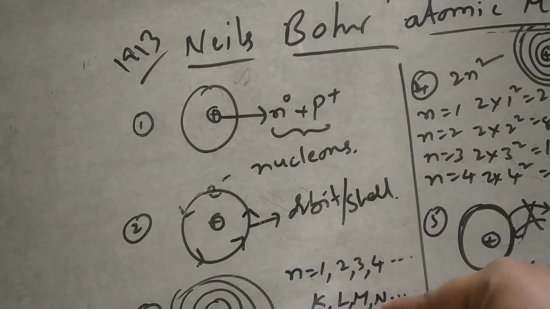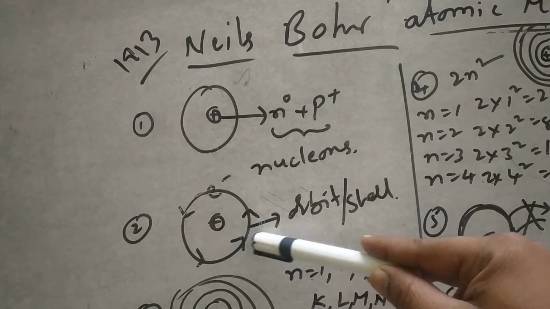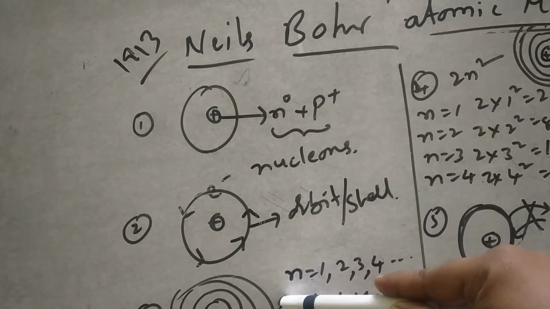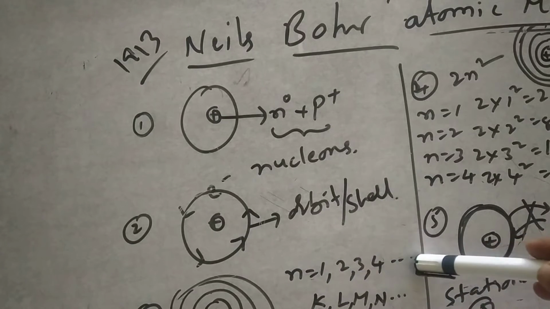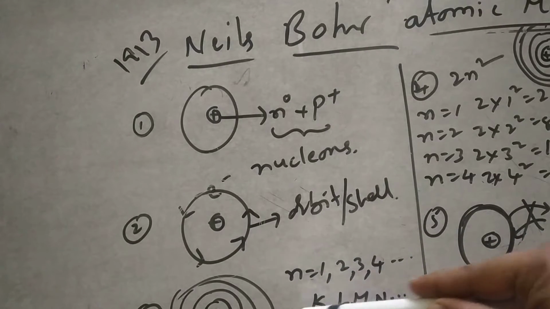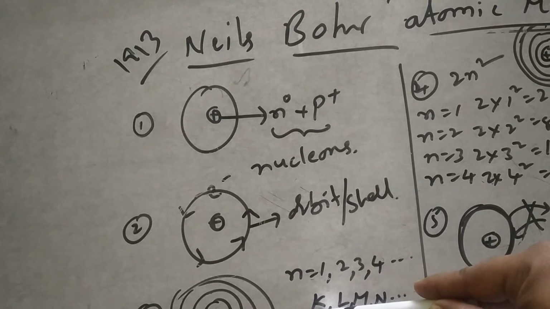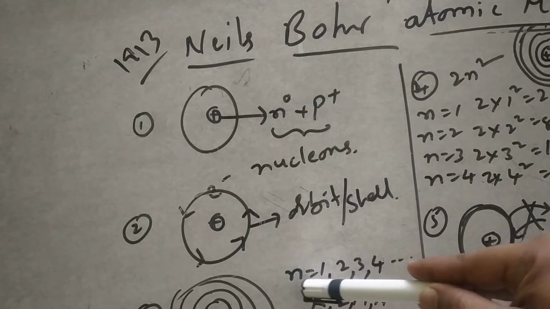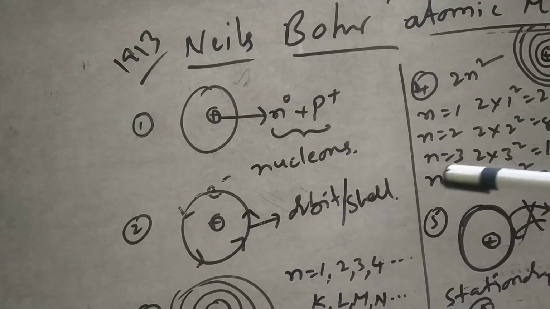Next point, these orbits are denoted by n. n equals 1, 2, 3, 4 and so on, or K, L, M, N. If n equals 1, it means K shell. If n equals 2, L. If n equals 3, M. If n equals 4, N. Like this.